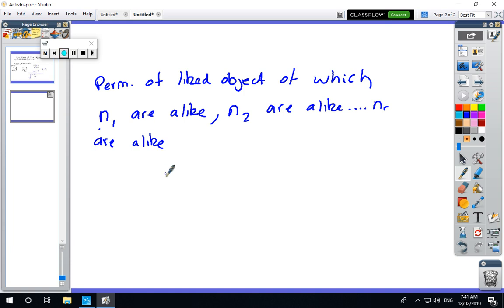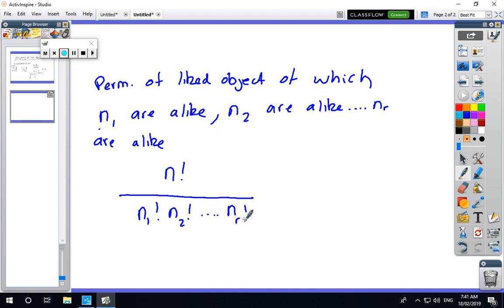So the formula is n factorial over n1 factorial of the first like object, times n2 factorial of the second like object, times all the way through to nr factorial of the final object. And what this gives us is the number of unique permutations.